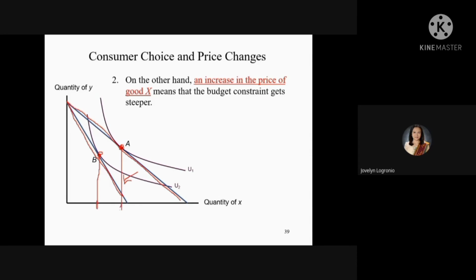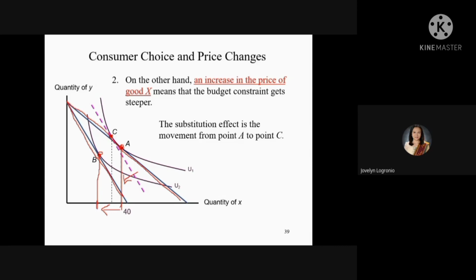The quantity of X decreases. Since the price of good X now is expensive, the consumer will buy more Y instead of X. Or by substitution effect, the new bundle for X and Y is at point C. And again, point C and point A give the same satisfaction to the consumer because they lie on the same indifference curve. So the movement from point A to point C is called the substitution effect.